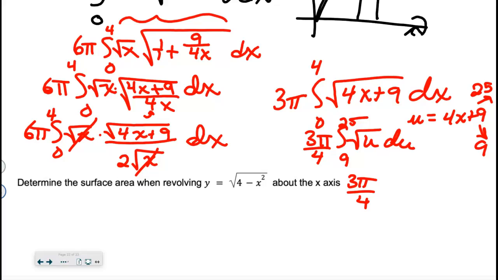Anyway, so this would also be my u to the 3/2 and my 2/3, and I'm going from 9 to 25. Now, Doug, do you know the square root of 25? 5. And the square root of 9? 3.